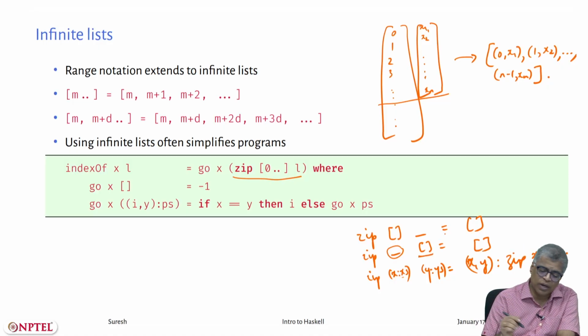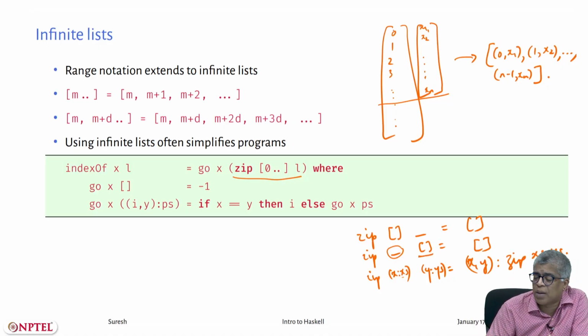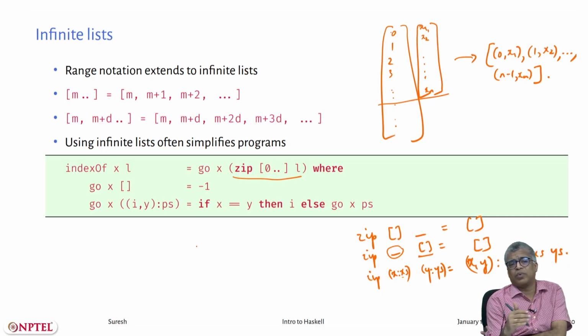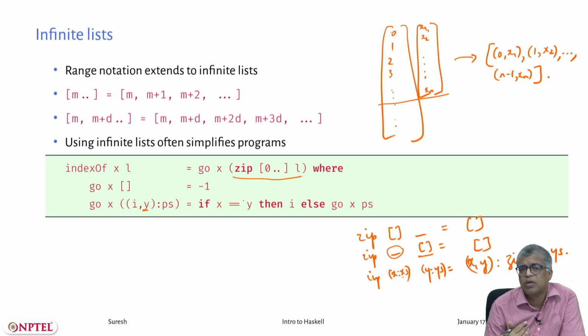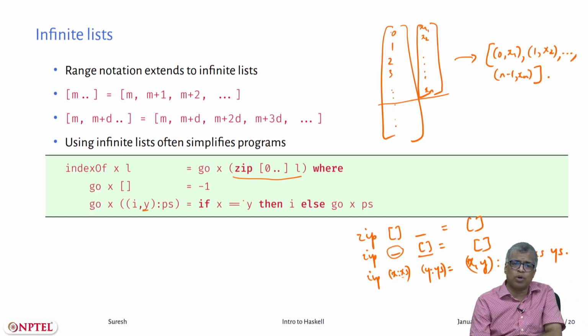Okay, fine. So I do this. What I am doing is pairing up indices against the values by using this zip, and if that go ever reaches the empty list, then I return -1. Otherwise, if the first element is a pair i comma y, and if x is equal to y, then I return i, else I do go on the rest. So this is the kind of programming I can do with infinite lists.